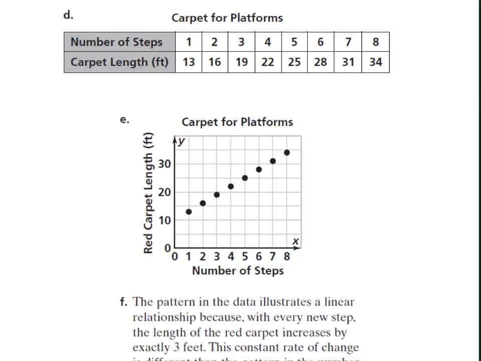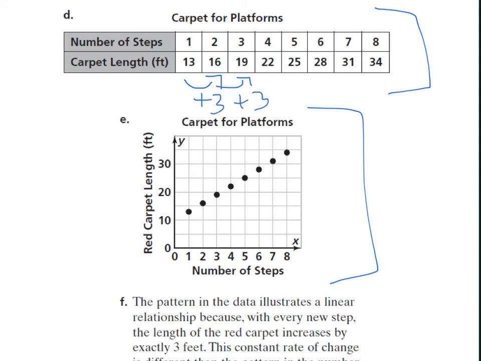And for part D, where they're looking at the carpet for the platforms, we have the information in a table and in a graph once again. And in this case, it is linear. You see a constant rate of change in the table as the second variable increases by 3 each time, and in the graph as it makes a straight or linear relation.